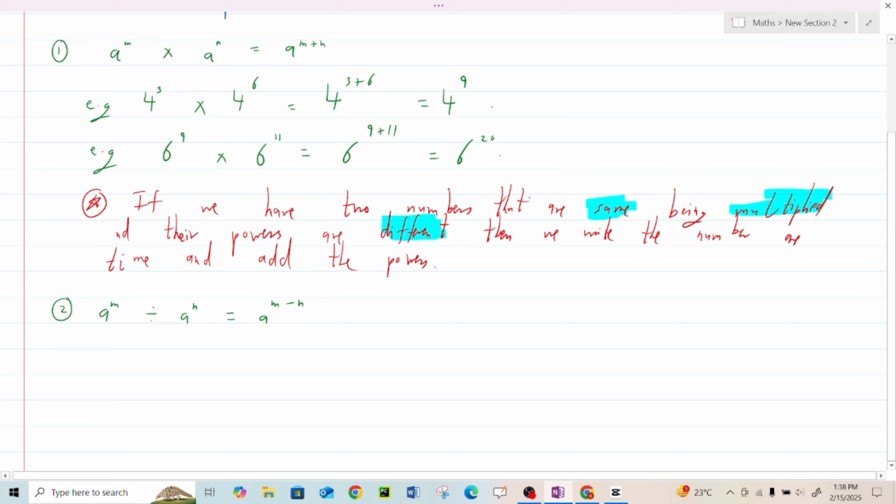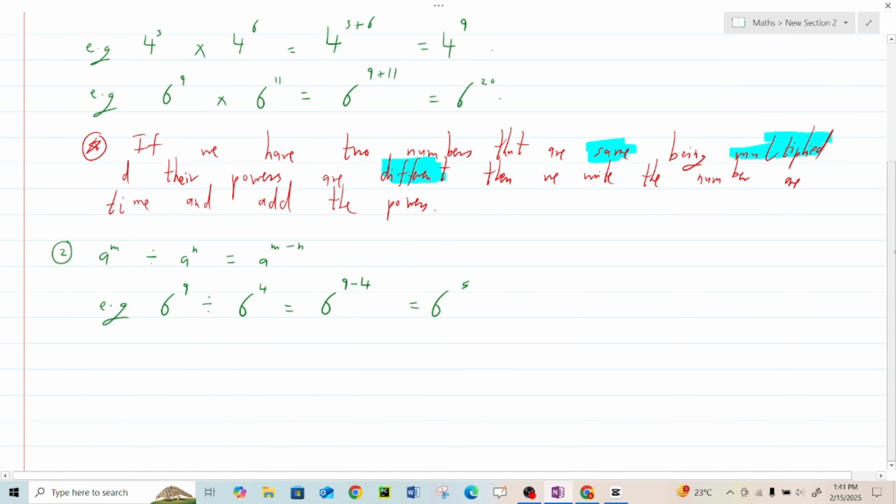If we have two numbers that are same being divided and their powers are different, then we write the number one time and subtract the power. So the key difference is subtracting and dividing, okay? Let's quickly do one example to understand this. Let's say I have 6 power 9 divided by 6 power 4. What will that give me? I'll write 6 one time, then I will write m, that is 9, minus 4. Simply I get 6 power 5, and I simplify it.